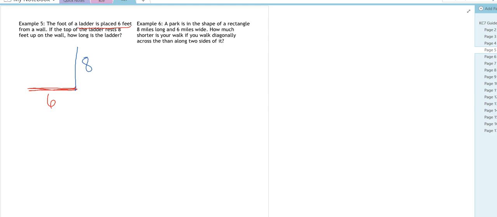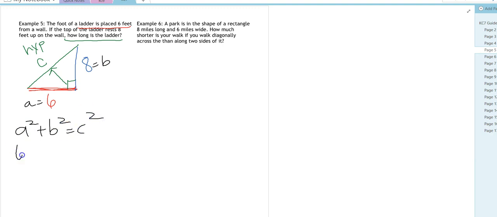What we're looking for is how long the ladder is. So the ladder, again, is that diagonal point, right? It's what you're actually resting on the wall. So this is what we're trying to find, which would be my C, because this is my 90-degree angle, right? That's my hypotenuse. And then our 8 and our 6 would be our A value and our B value. So setting this up, A squared plus B squared equals C squared. 6 squared plus 8 squared equals C squared. 6 squared is 36. 8 squared is 64. And C squared is still C squared.